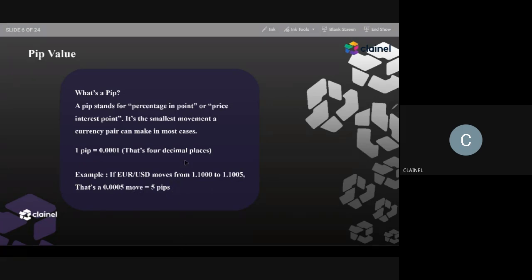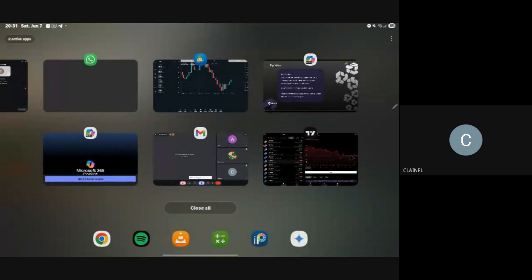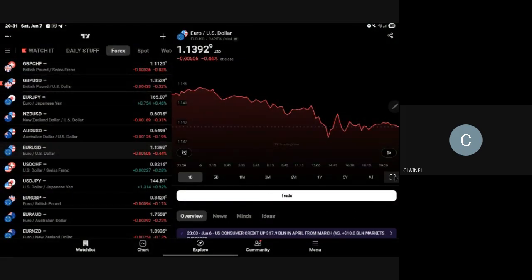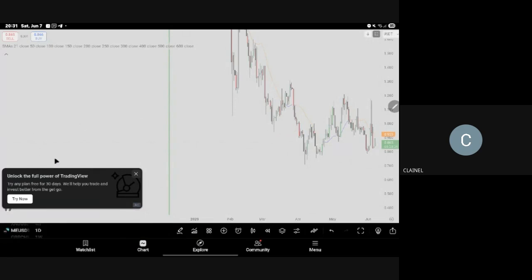And what is this pip? This pip is the percentage in points. And why is this important, you might ask? The pip value is very important when it comes to trading currency pairs. It's the point of measurement. Like we have here, let's go to our TradingView and dive into the charts.